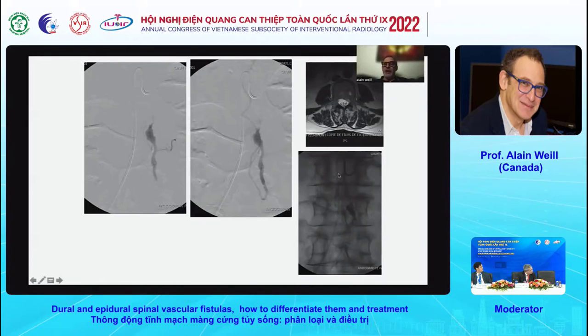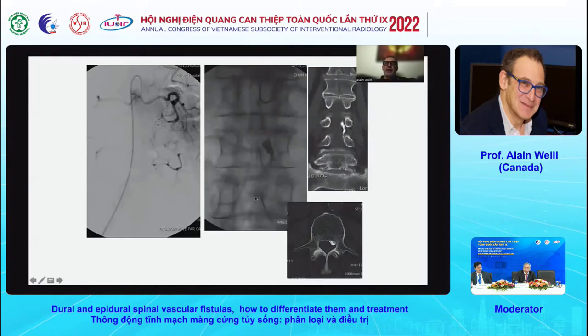And here we were able to completely fill the pouch and have some additional glue in the draining vein, in the dura. Here, the same, as you can see on the CT scan, the epidural pouch was filled, and you can see here clearly that it's epidural.